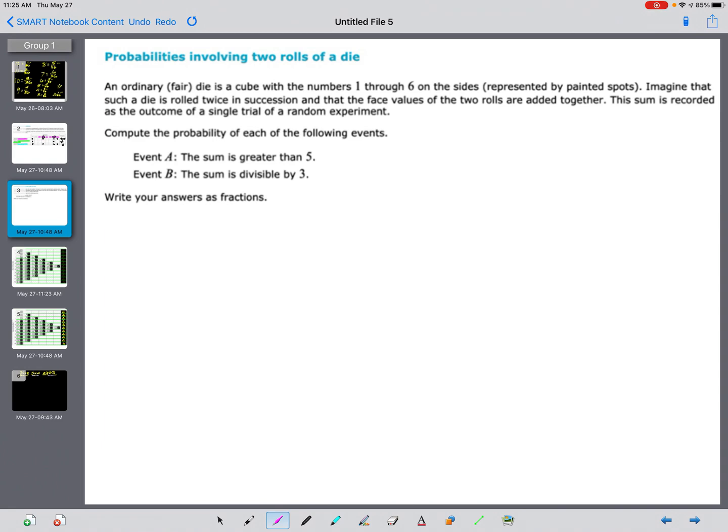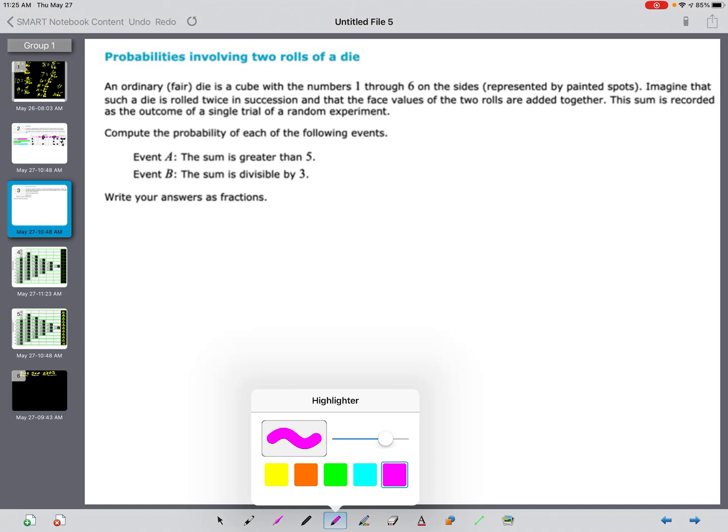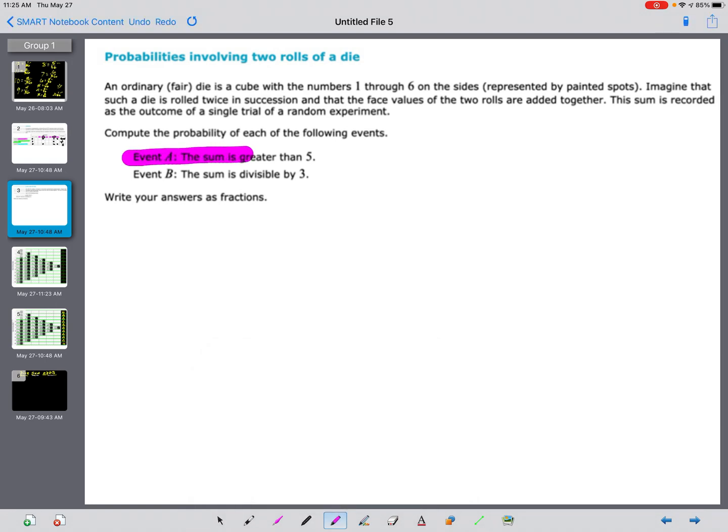Event A, the sum is greater than 5. So what's being asked is that you calculate the probability of the sum being greater than 5 when you roll 2 dice. Okay, so let's go to a probability chart of dice being rolled. And what we're going to do is add up the odds of all the numbers that are bigger than 5. We're going to add all their odds together so we can answer this problem.